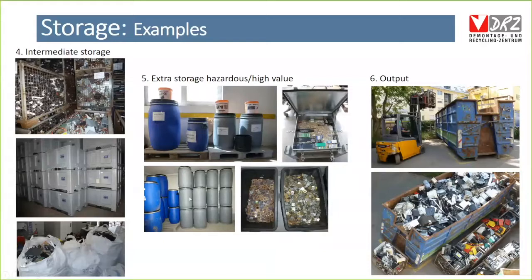If you have large amounts before they're taken away, then you need a storage space that is lockable, that has a special impermeable floor. And for the high-value fractions, you might want to lock them away as well before you have enough to sell it for a good price. And then at the very last, we have the output. Here we have large containers for the most frequent and most voluminous fractions, like ferrous metals, mixed fraction, and plastics. And we have a forklift that can tilt and throw them in here. And then a big truck comes and takes it away.